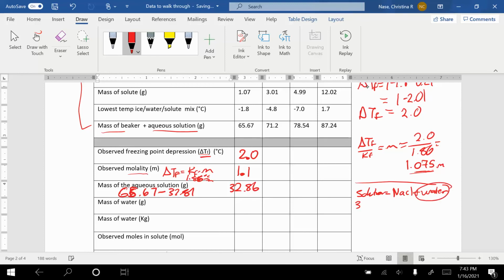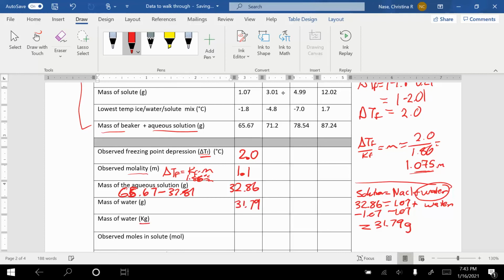The solution is 32.86, I think. Yep. And then the mass of my solute over here is 1.07. So I already have that. So that's 1.07 plus whatever the mass of water is, and that's how I can find the mass of the water. So I'm just going to subtract 1.07, and I get the mass of water to be 31.79, and that's in grams.